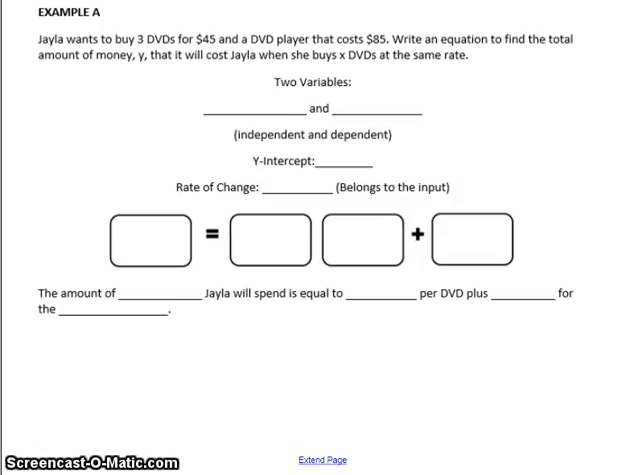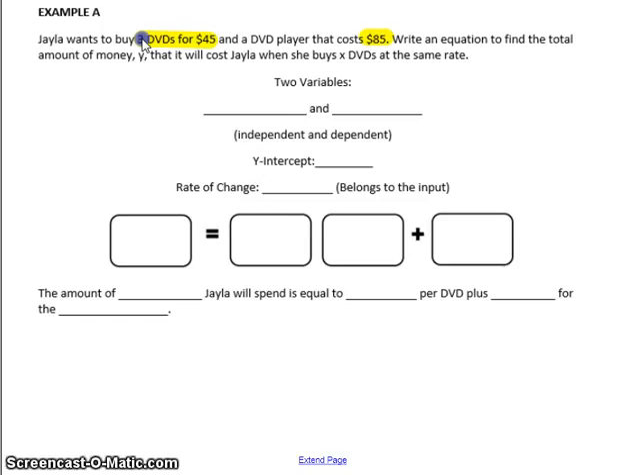This is example A. So you should have this on your desk as well. It says Jayla wants to buy 3 DVDs for $45 and a DVD player that costs $85. Write an equation to find the total amount of money, y, that it will cost Jayla when she buys X DVDs at the same rate. So the first thing I want to do is take a highlighter out, and I want to highlight the important information. I know 3 DVDs will cost me $45. And what I also know is that she's buying a DVD player, and that's going to cost $85.